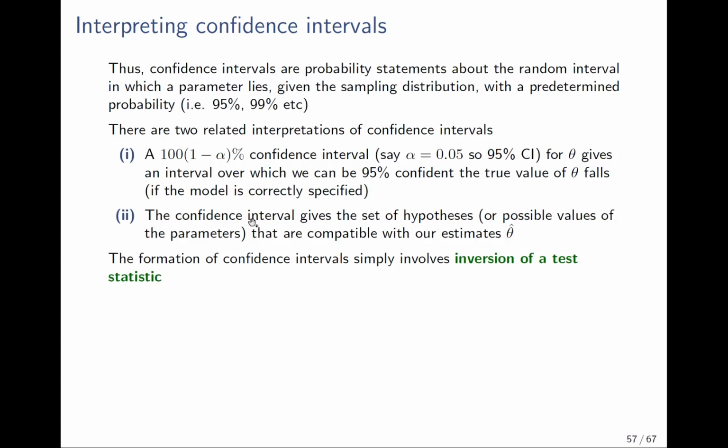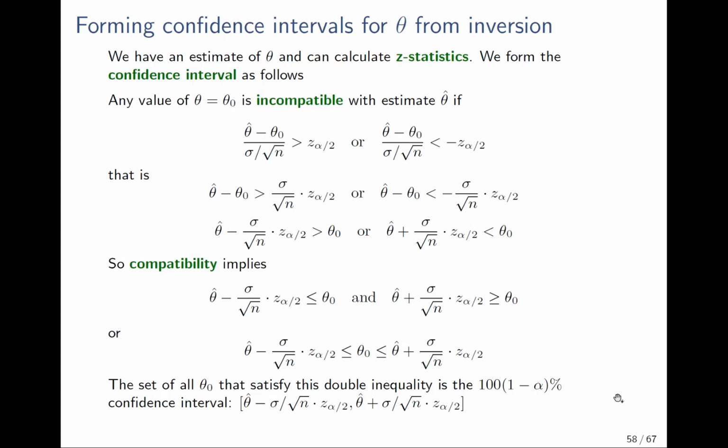Secondly, the confidence interval gives us the set of hypotheses, or possible values of the parameter, that are compatible with the estimates that we have. So when we form a confidence interval, all we're going to do is invert a test statistic, and it's really as simple as that. Let's look at how this works. We have an estimate of theta, and we can calculate z statistics, which test hypotheses about theta. We're going to invert them to form the confidence intervals as follows.